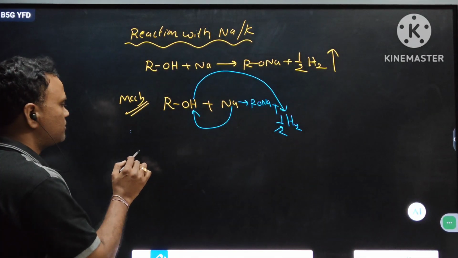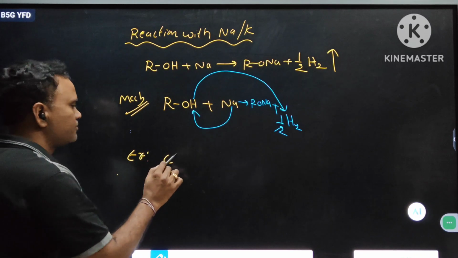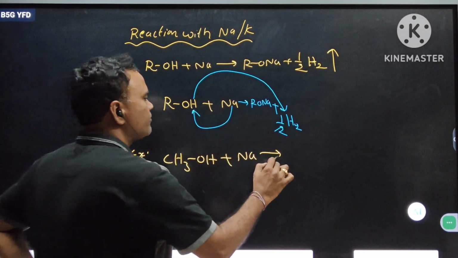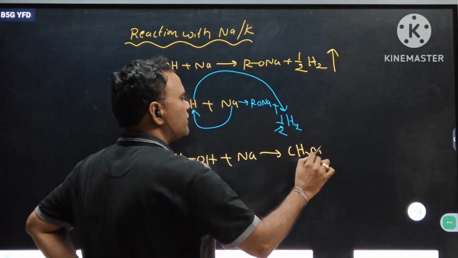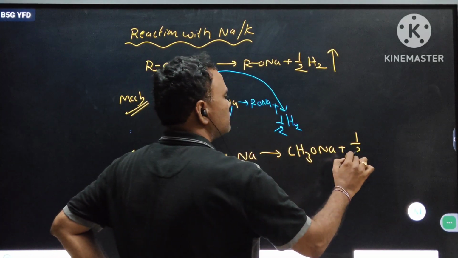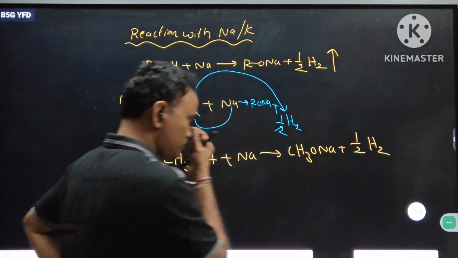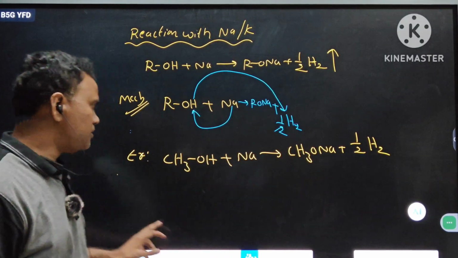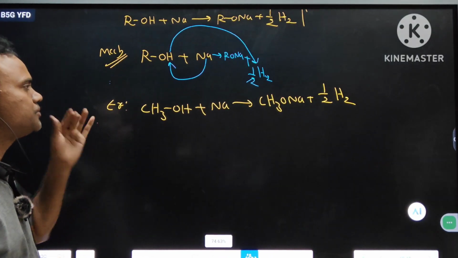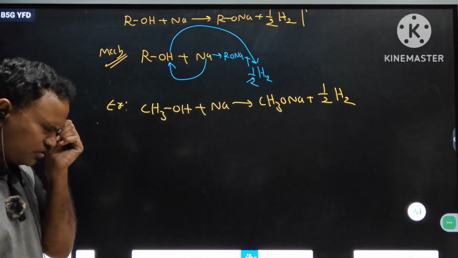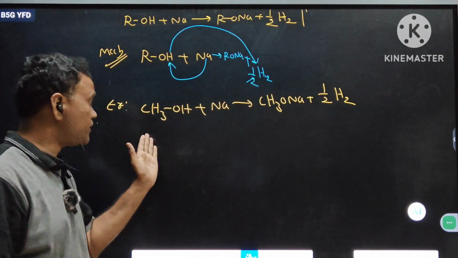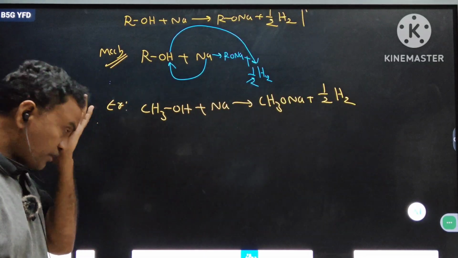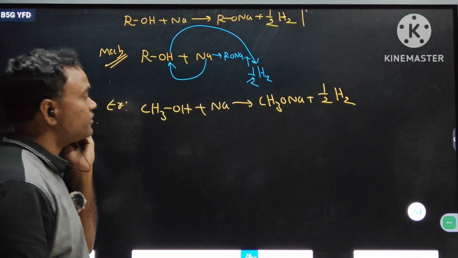See this example. Methanol, methyl alcohol, when treated with sodium metal, sodium methoxide is formed and half H2. Tell me, what is the molecular weight of methanol? Tell me fast, all of you. Add all atomic weights. Carbon atomic weight is 12.